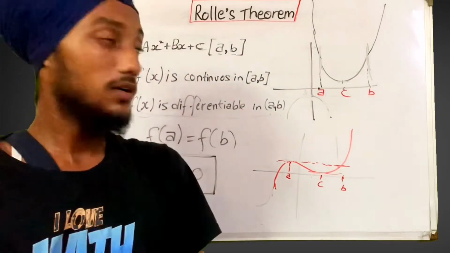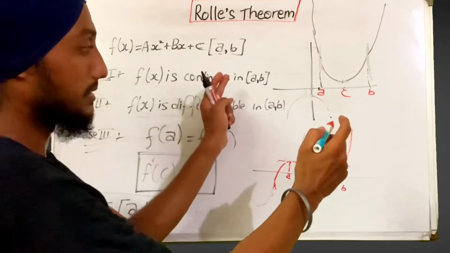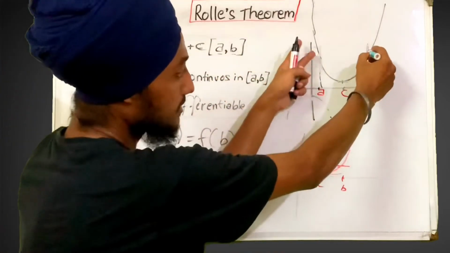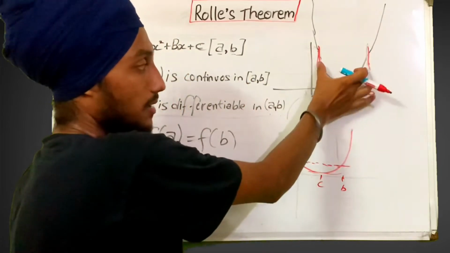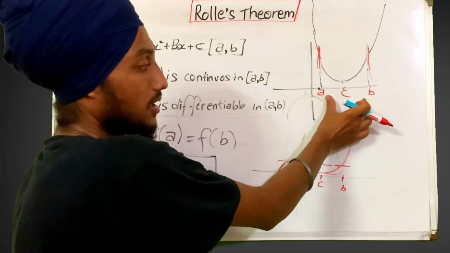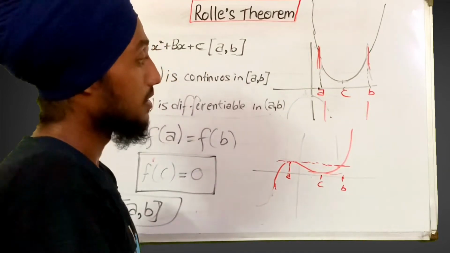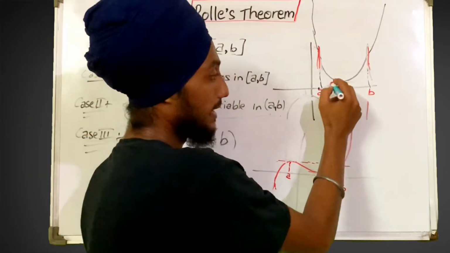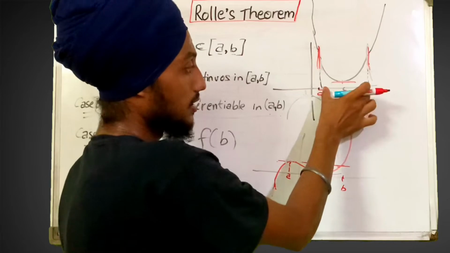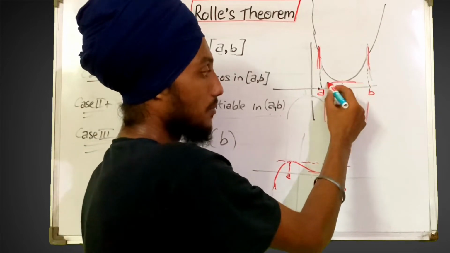So from this note, we know that if there are some points, we can determine whether we can apply Rolle's theorem or not. We can easily check that there should be a point in that interval a and b such that the slope at that point becomes 0.